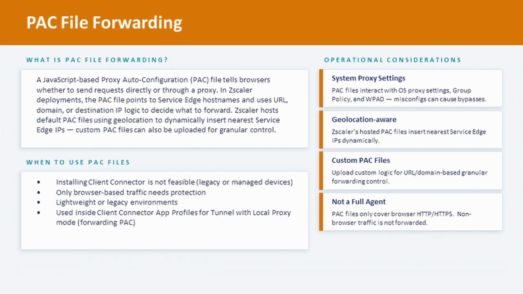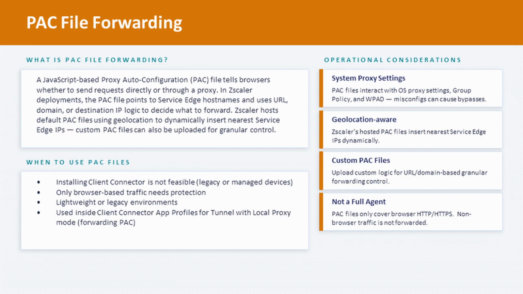A PAC file, proxy auto-configuration file, is a small piece of JavaScript that browsers download and run for every web request they make. The JavaScript contains a function that receives the destination URL and returns one of 2 things. Direct, meaning the browser connects straight to the destination, or proxy with a server address, meaning the browser routes the request through that proxy. In a Zscaler deployment, that proxy address is a Zscaler service edge.